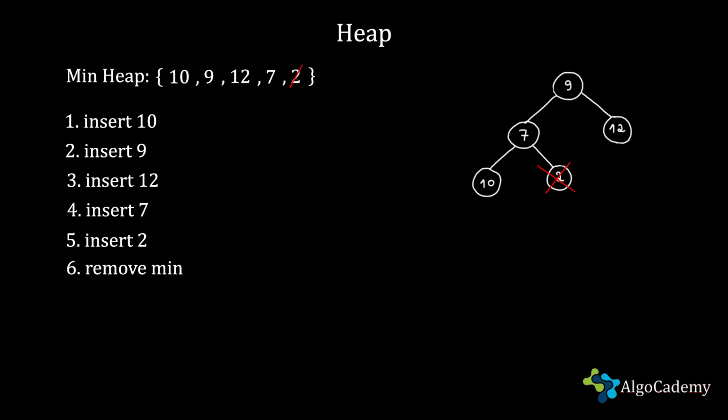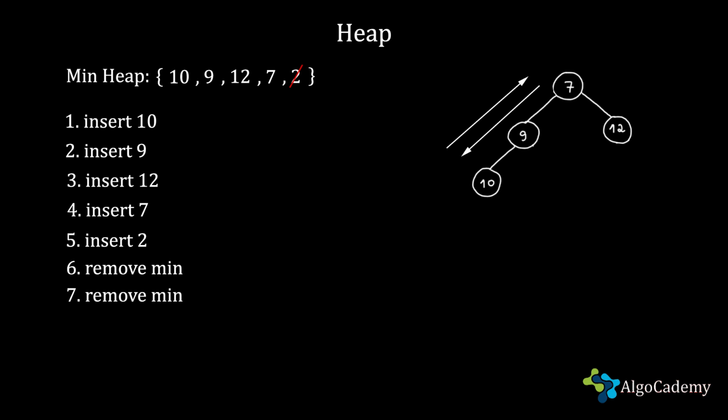In this case, the minimum between the root's children is 7, and 7 is less than 9, so we are going to swap these two. Then we will continue to check the condition from that child. It only has one child, which is 10, and 10 is greater than or equal to 9, so the property is satisfied, and this is indeed a min heap. Let's say we want to remove the minimum again.